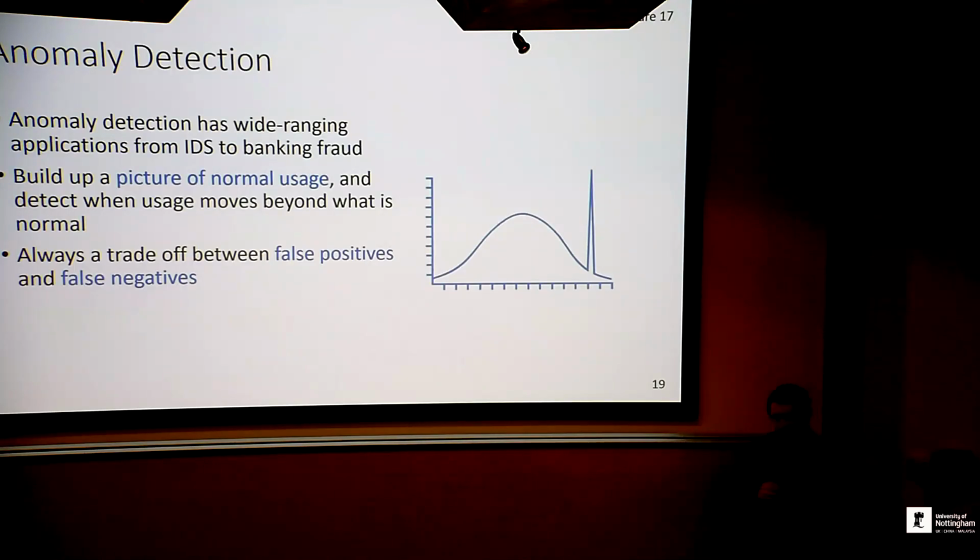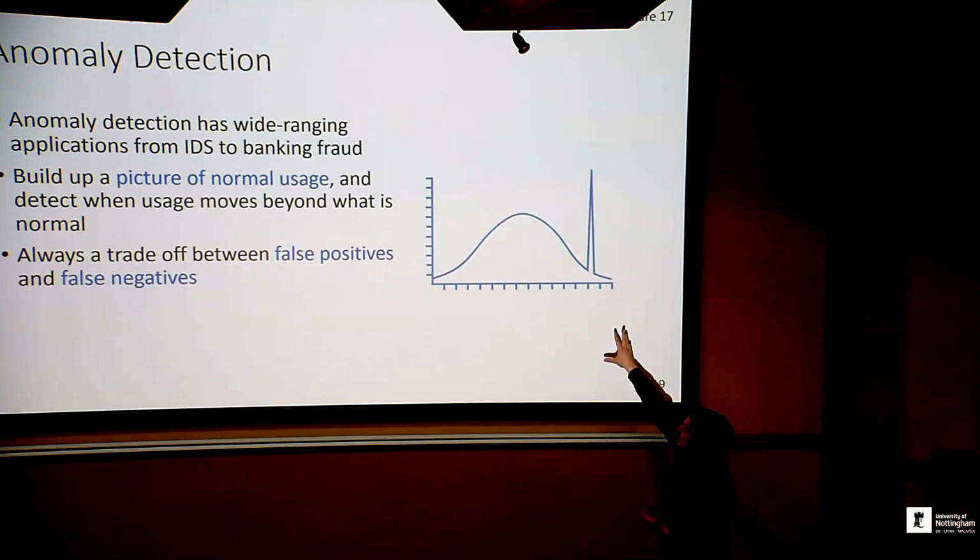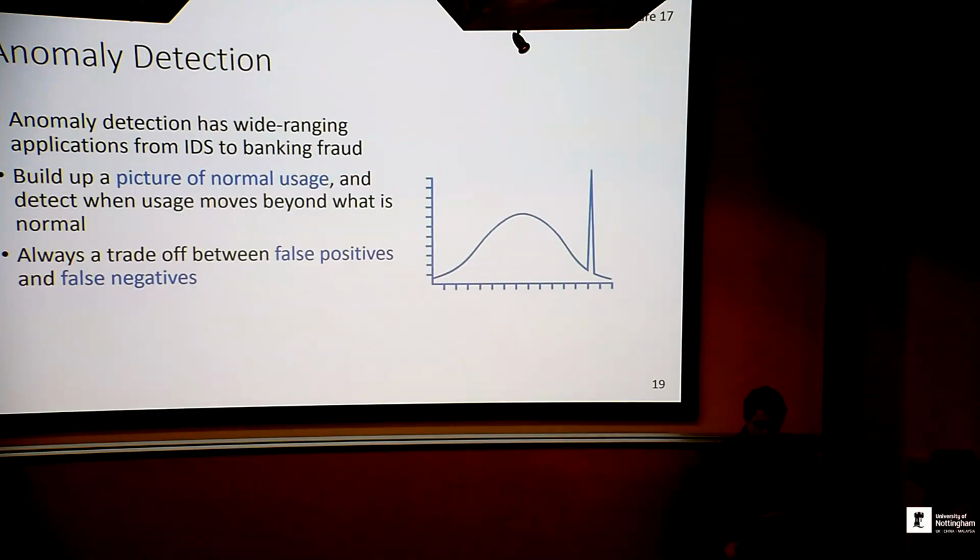Like, you're never going to get it exactly right. So this is an obvious example. We have this normal distribution, and then we have this obvious outlier, right? It's never that simple. I wish it was.